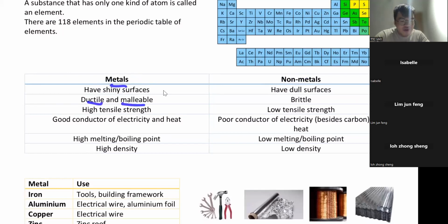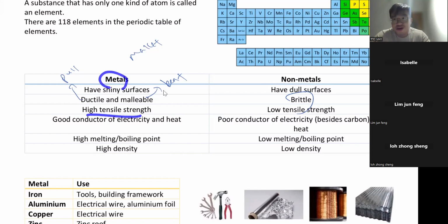Metals are ductile and malleable. Do you remember what is ductile? Ductile means you can pull them into any shape. Malleable means you can beat them into any shape. Okay, ductile means you can pull it into cable. Malleable means you can hit it with a mallet. Do you know what's a mallet? Mallet is a hammer, right? Malleable means you can hit it into any shape, right? And then brittle means if you bend it, it will crack, just like your pencil lead.